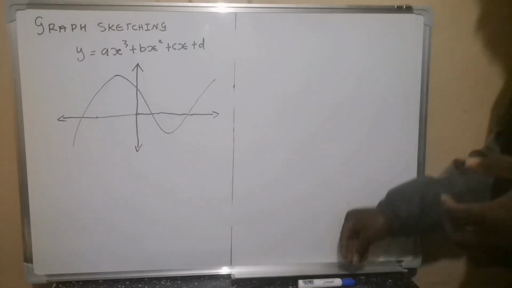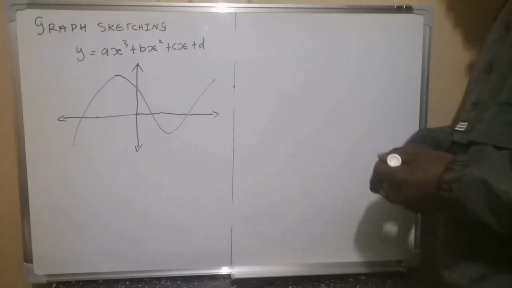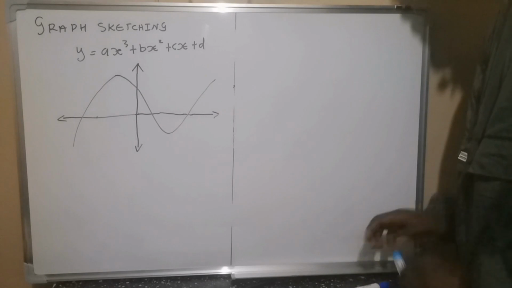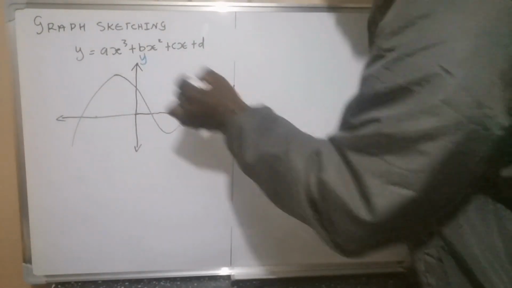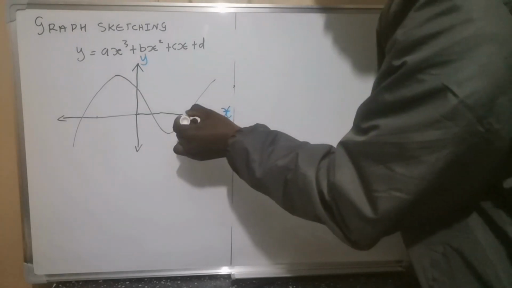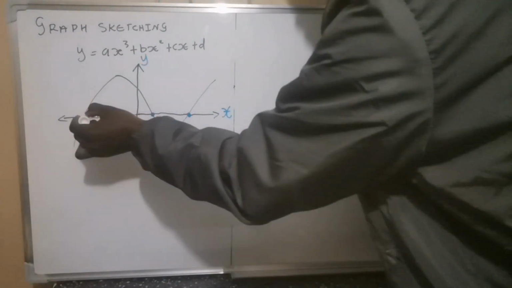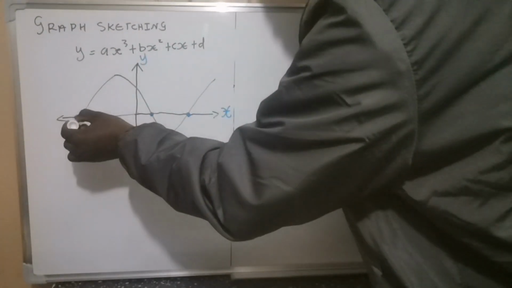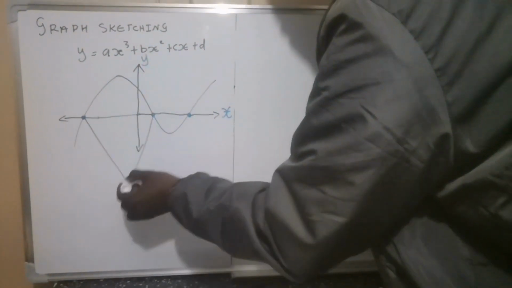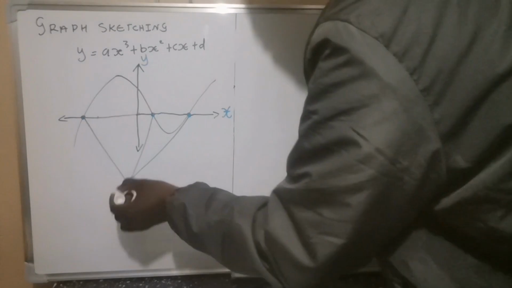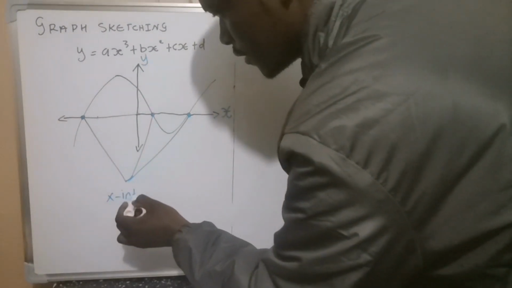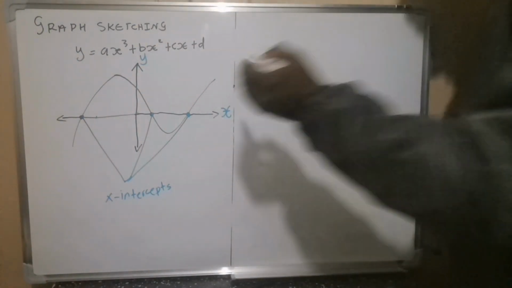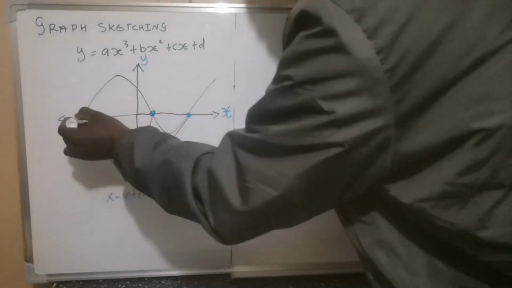Now, I would explain in simple terms, there are features in this graph. Let me just change the color. You already know that you have y axis and x axis. At this point, we find our intercepts. This is our x-intercept, to be precise. That's why we find our x-intercepts at these points.